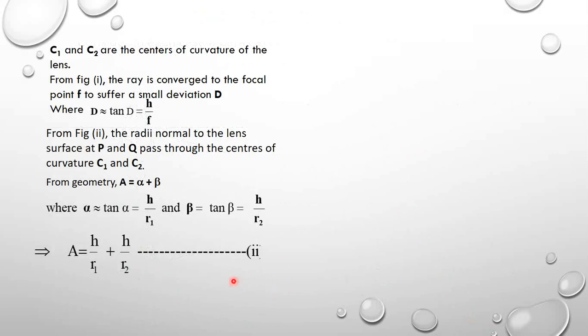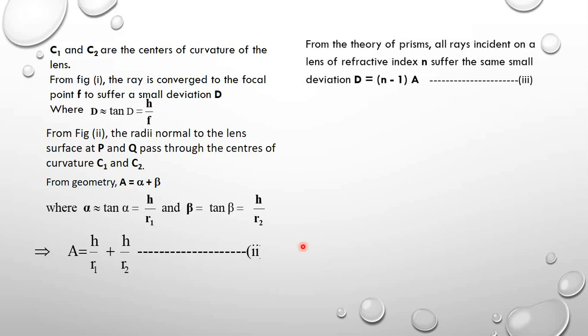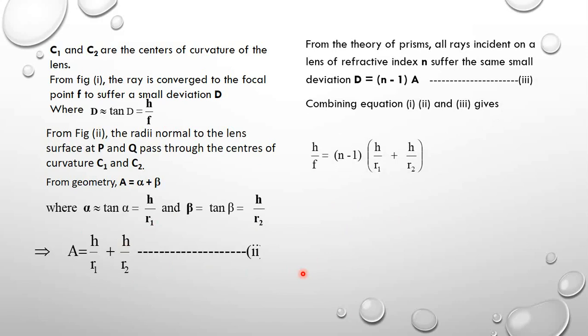Now we are going to recall that we are considering a thin lens. And we said a thin lens is like a combination of very many small angled prisms put together. So it implies that the deviation d is going to be given as n minus 1 times a, where d we have as h over f, and a is given by this. So when you substitute equation 1 and equation 2, we shall have h over f is equal to n minus 1 into brackets h over r1 plus h over r2.